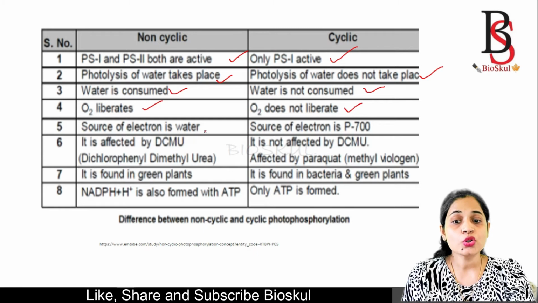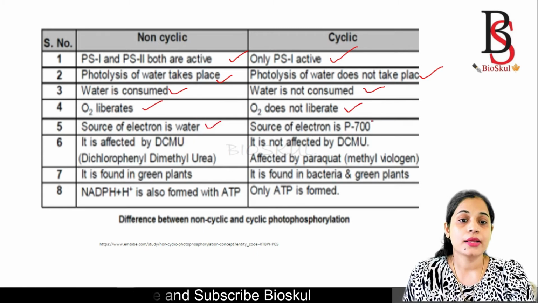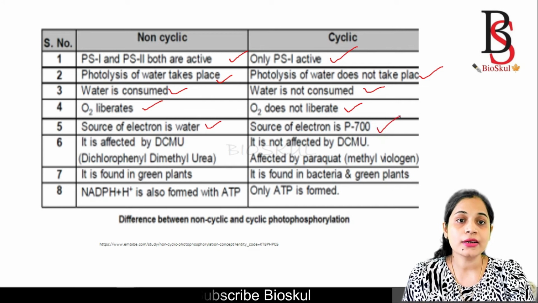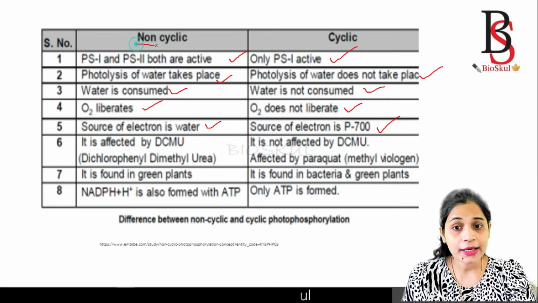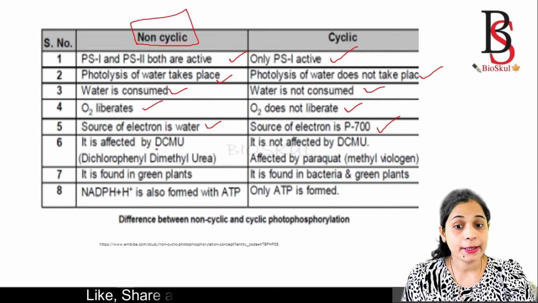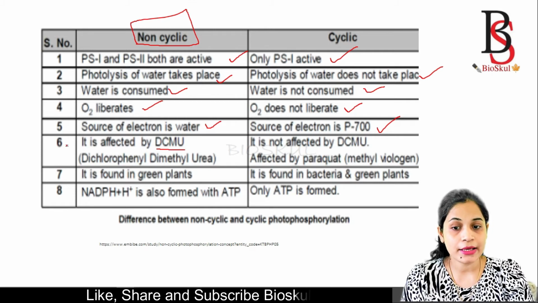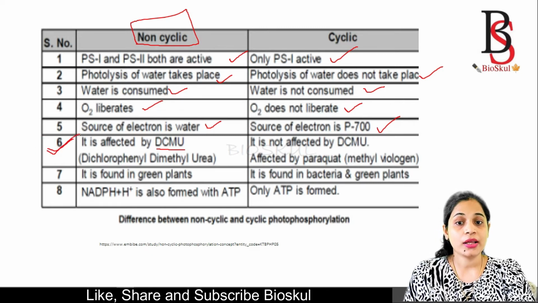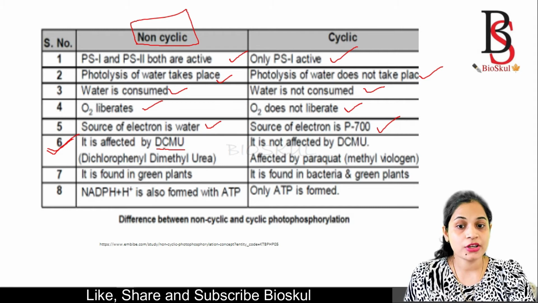As well, the source of electron for non-cyclic photophosphorylation is water, and for cyclic photophosphorylation, it is the reaction center, that is P700. And non-cyclic photophosphorylation is inhibited or affected by a herbicide known as DCMU. It is known as dichlorophenyl dimethylurea. This is very, very important. You have to remember, okay, the non-cyclic photophosphorylation is inhibited by DCMU.